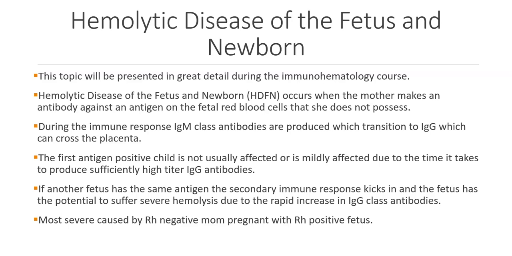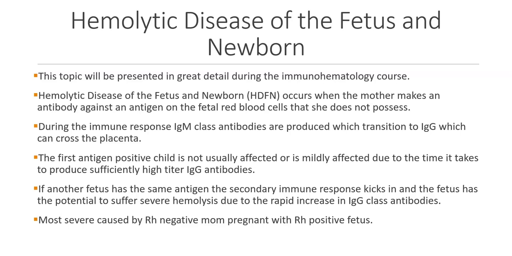And what this antibody is directed against is an antigen on the fetal red cells. What is the role of antibody coating? It's to destroy the antigen. So the red cell becomes destroyed due to this antigen-antibody reaction. If the mother gets pregnant with another fetus who also has the same antigen, then the secondary immune response kicks in, and the fetus has the potential to suffer severe hemolysis due to the rapid increase in IgG class antibodies very early on in the pregnancy.